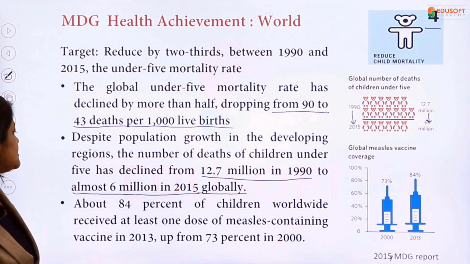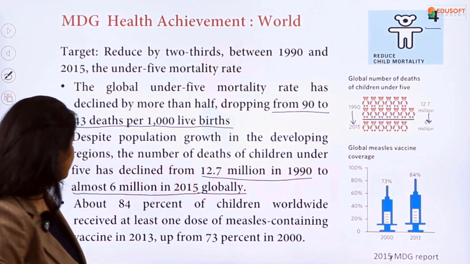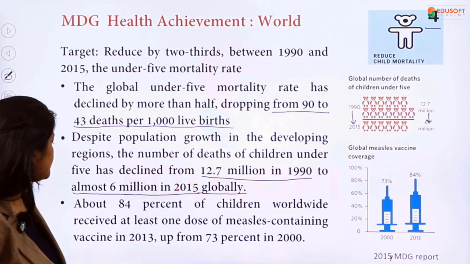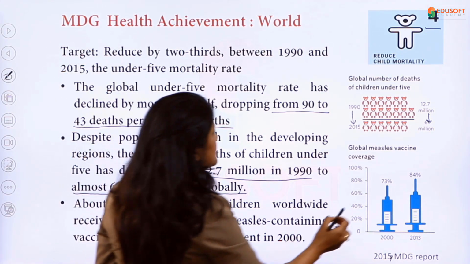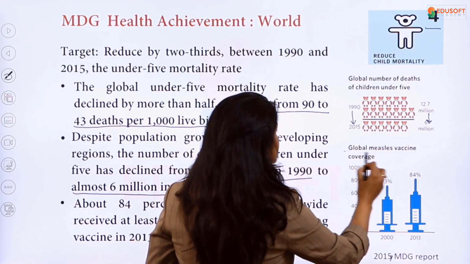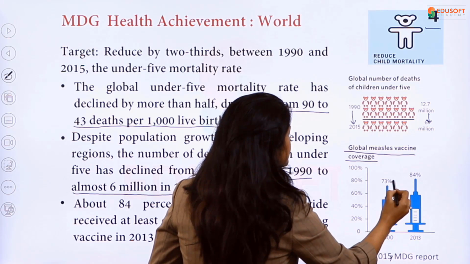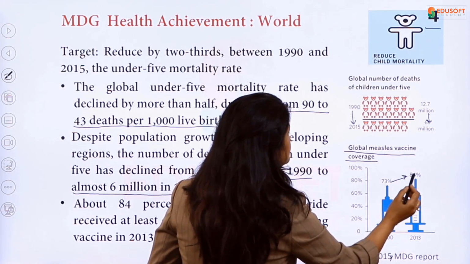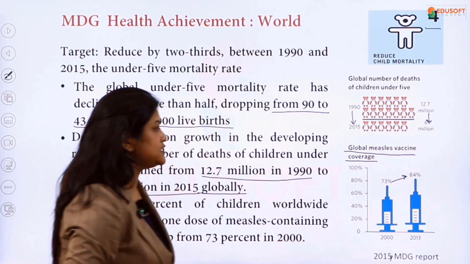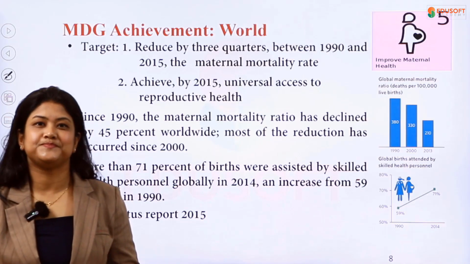About 84% of children worldwide received at least 1 dose of measles-containing vaccine in 2013, up from 73% in 2000. That is, the global measles vaccine coverage rate also increased through MDGs. From 73% to 84%, there was a spike in the coverage, which is actually commendable.